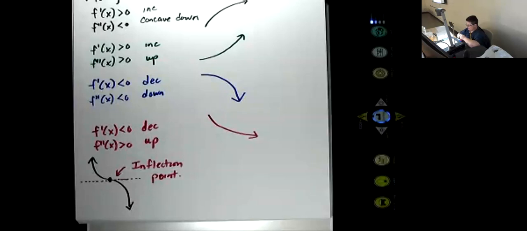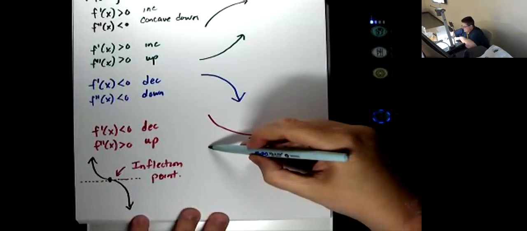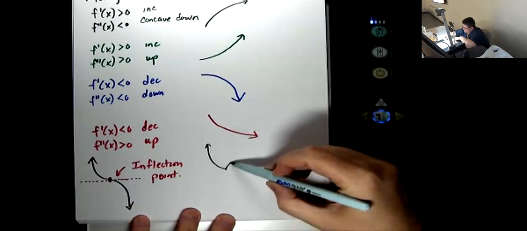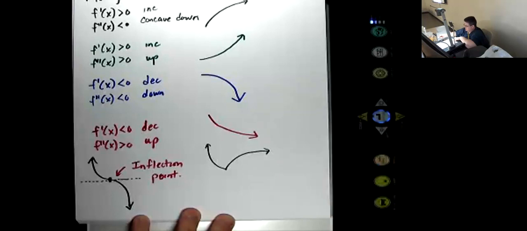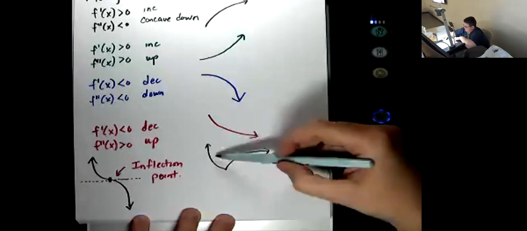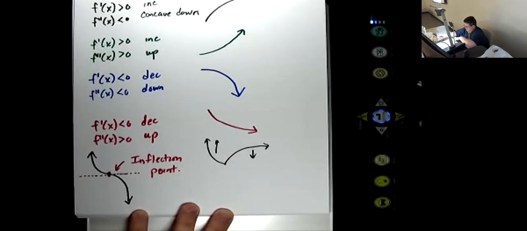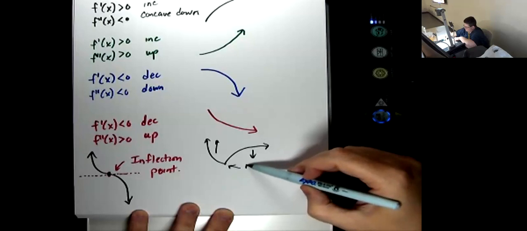There's other setups where this doesn't work though. Like if I had something like this, so it's concave up and then all of a sudden it was concave down. So concave up, concave down. That's not an inflection point though.